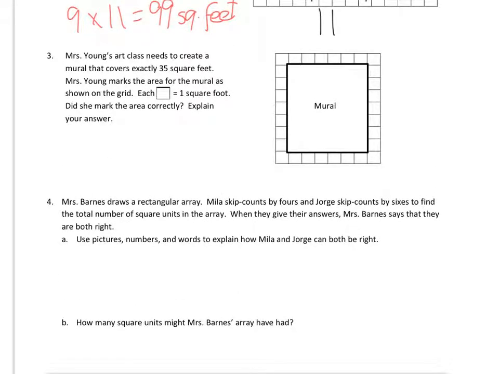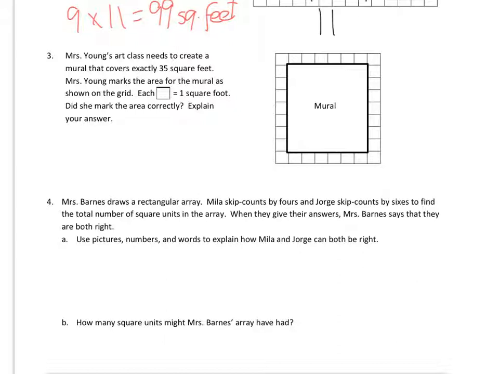Mrs. Young's art class needs to create a mural that covers exactly 35 square feet. Mrs. Young marks the area for the mural as shown on the grid. Each square equals 1 square foot. Did she mark the area correctly? Explain your answer.